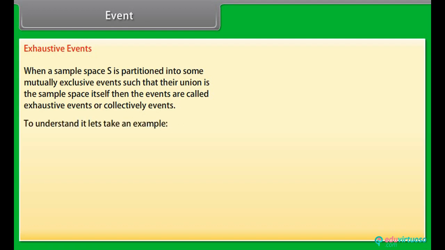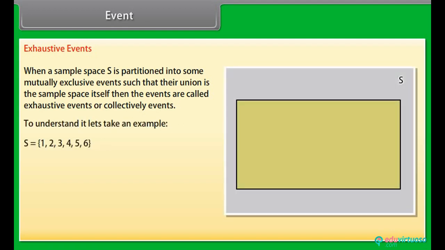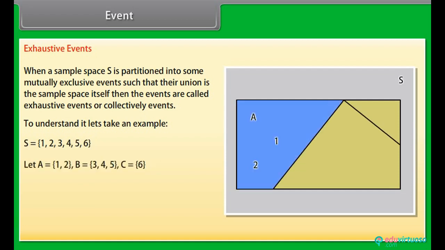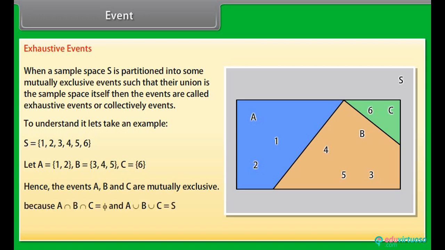To understand it, let's take an example. S is equal to 1, 2, 3, 4, 5, 6. Let A is equal to 1, 2. B is equal to 3, 4, 5. C is equal to 6. Hence the events A, B and C are mutually exclusive because A intersection B intersection C is equal to phi and A union B union C is equal to S. So the events A, B and C are exhaustive events.